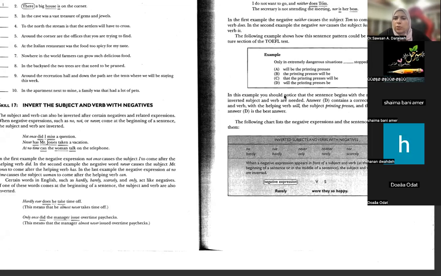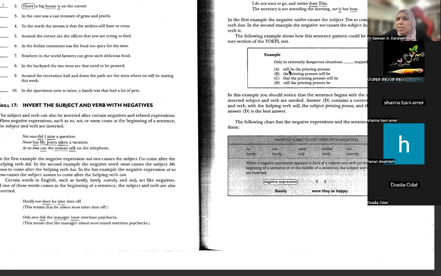Okay, so in this example, you should notice that the sentence begins with a negative, "only." This is the reason why we have inversion. We have "only," so an inverted subject and verb are needed. You know that, okay? Answer D, as your friend just said, contains a correctly inverted subject and verb. So this is correctly inverted.